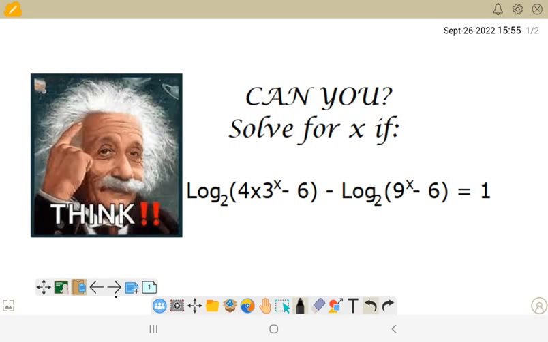Hello viewers, in this video we're going to solve a logarithmic equation. The question is log of 4 times 3 raised to the power x minus 6, to the base 2, minus log of 9 raised to the power x minus 6, to the base 2, is equal to 1.